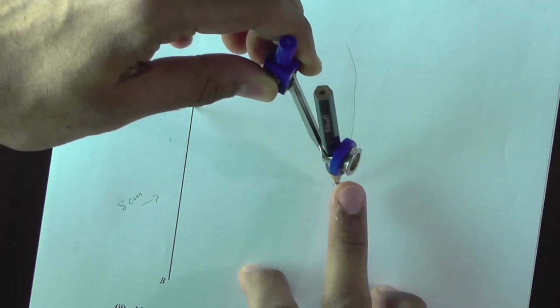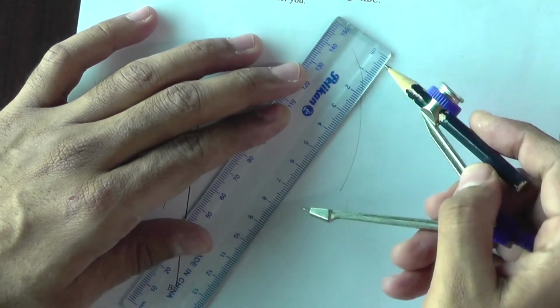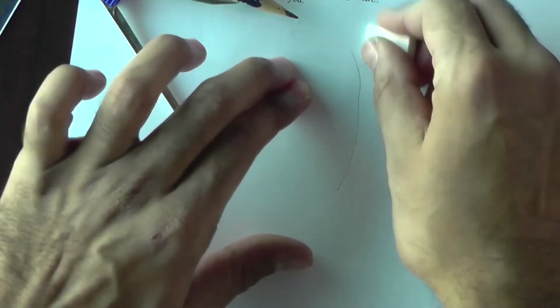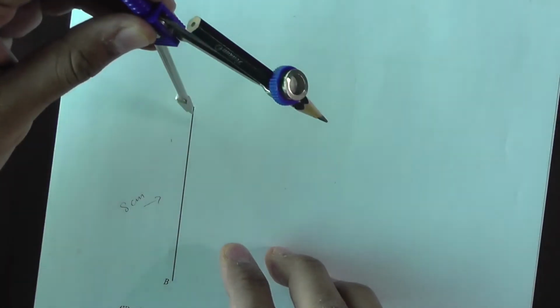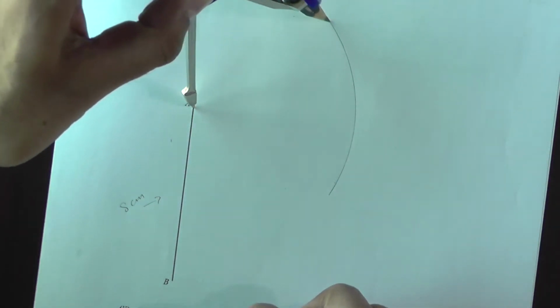Okay, I made a mistake over here. Let's try it again. So we have our scale over here and we draw an arc that goes like this. If I erase this and draw another arc that is going to be 7 centimeters away from this point, just like this.